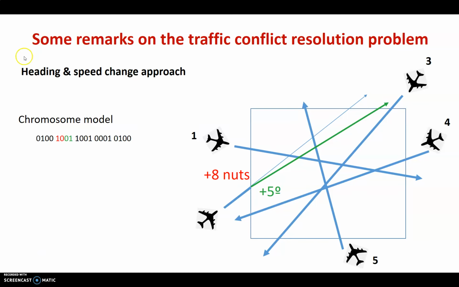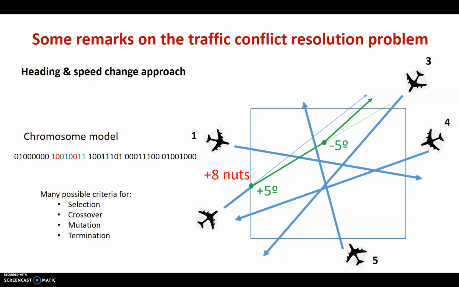And even more, we can combine heading and speed change. So when a flight enters the sector, we can apply a change in speed and also a possible change in heading. In this case, the chromosome model, again 5 sections, and in each section we need 4 bits, two of them to specify the change in speed, and the other 2 to specify the change of the heading.